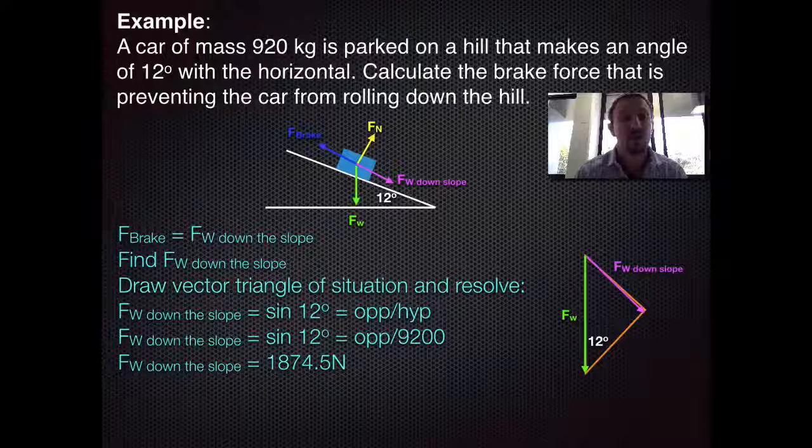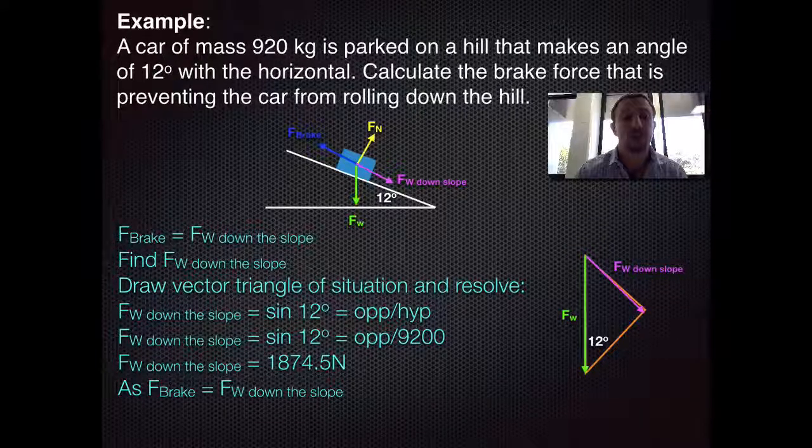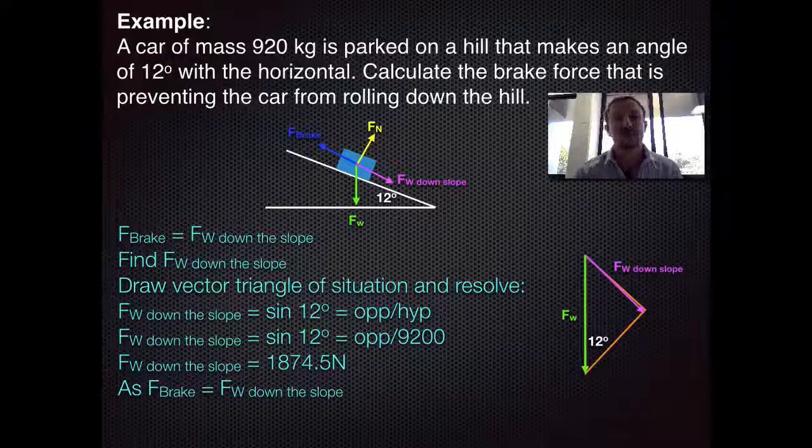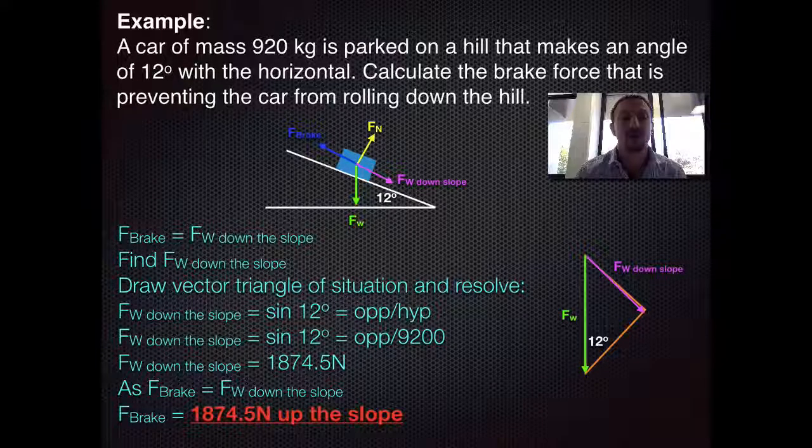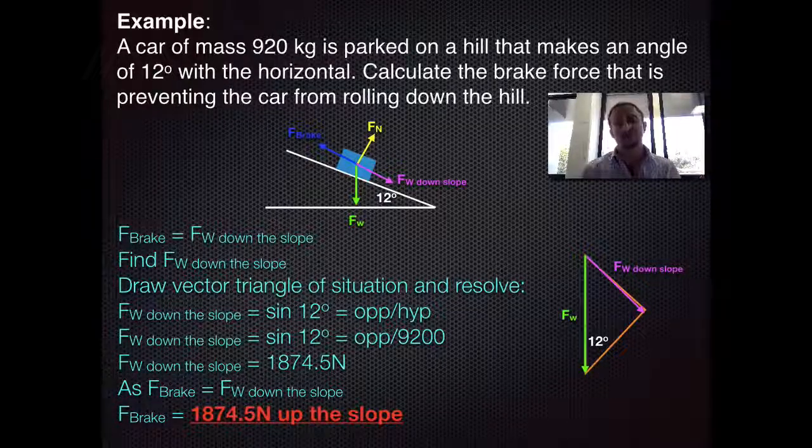1,874.5 newtons, which means that the braking force equals the weight force down the slope. So that should also be 1,874.5 newtons up the slope. That means that there is no net movement.